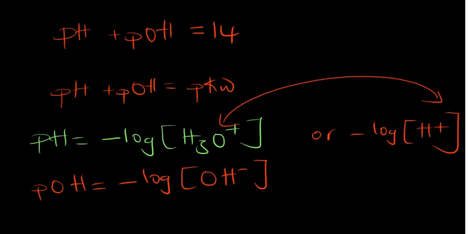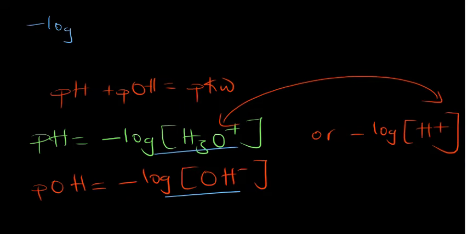For some of you who are interested in proving all these equations, if you look at the negative log of this plus the negative log of that, it should be equal to the negative log of the Kw, which is 1 times 10 to the power negative 14 at 25 degrees Celsius. Okay.